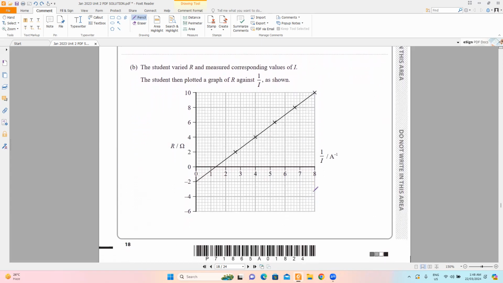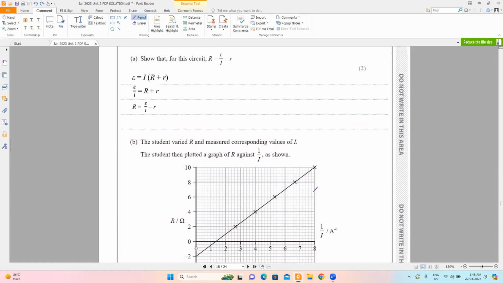Part B says, a student varied R and measured the corresponding values of I. The student then plotted a graph of R against 1 by I. All right. So if you look from here, R equals EMF by I minus r. So R equals EMF times 1 by I minus r. And this is in the form y equals mx plus c.